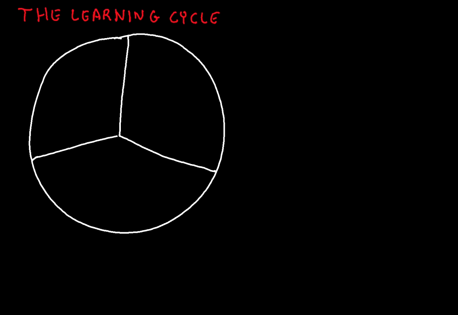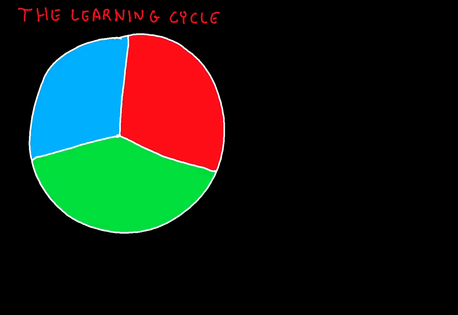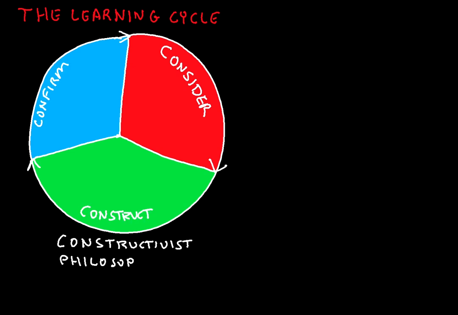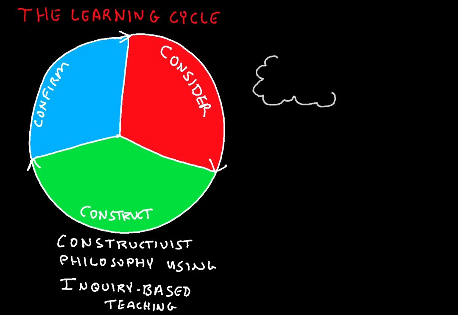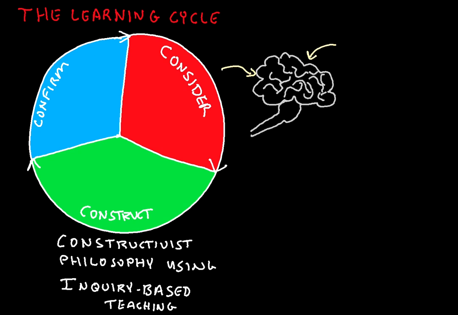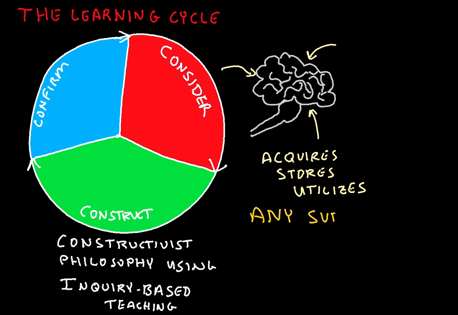The learning cycle: consider, construct, confirm. This is a method of designing lessons that comes from a constructivist philosophy and uses a more inquiry-based pedagogy. And broken down to the essentials, constructivism is really about how the brain acquires, stores, and utilizes new information. And in this, understanding constructivism can be applied to any subject and any age classroom.